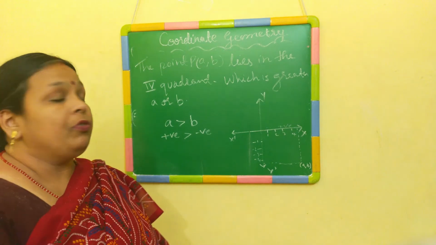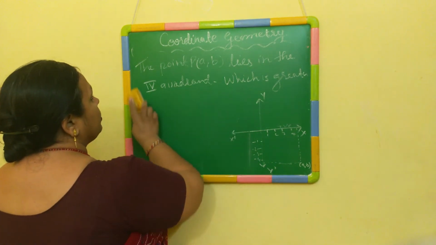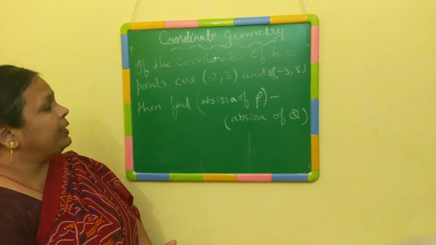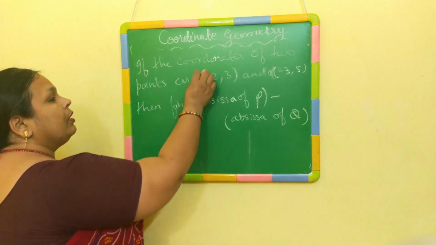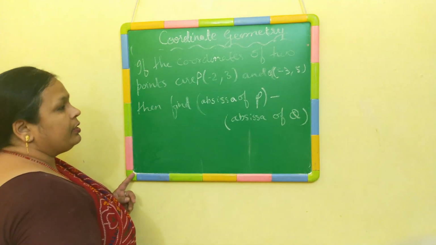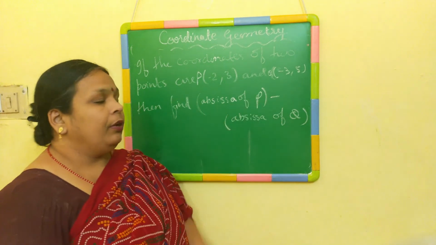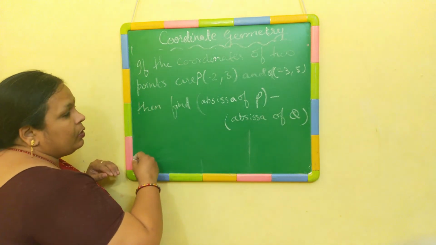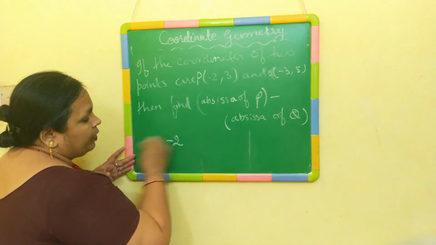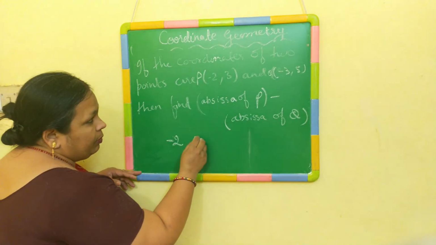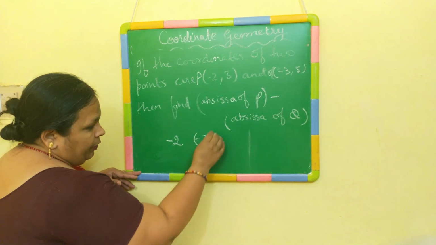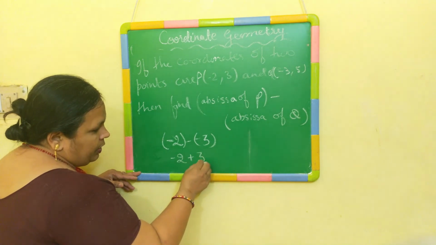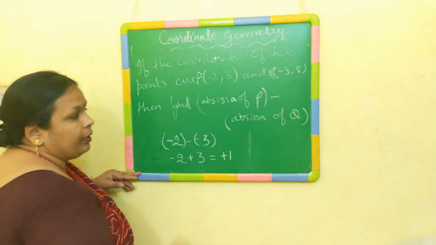Now we'll take up one more question. If the coordinates of 2 points are P(-2, 3) and Q(-3, 5), then find abscissa of P minus abscissa of Q. Here we need to recall what is abscissa. Now abscissa of P is nothing but -2 and abscissa of Q is nothing but -3. We are going to subtract the values. So we are going to get -2 plus 3. The difference is +1. Clear?